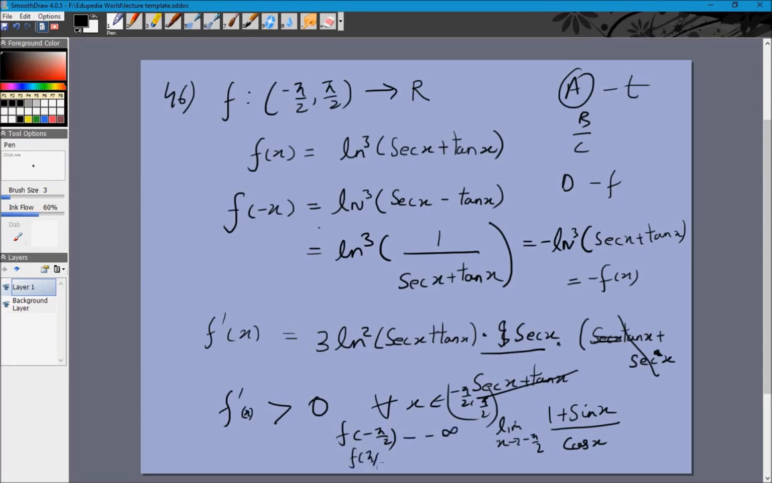F of pi by 2: this term goes to infinity as x goes to pi by 2 because tan x goes to infinity. That means this term goes to positive infinity. So it goes from minus infinity to infinity with f dash x being greater than 0. So not only does f dash x greater than 0 mean it's 1-1 throughout the domain, but it also covers the entire range, so it is also onto. So B and C are both true. So the answer is A, B and C, not D. Right?